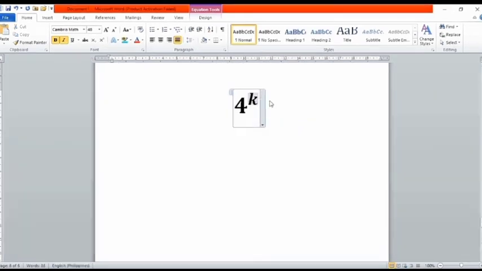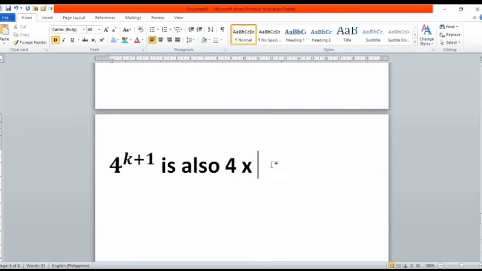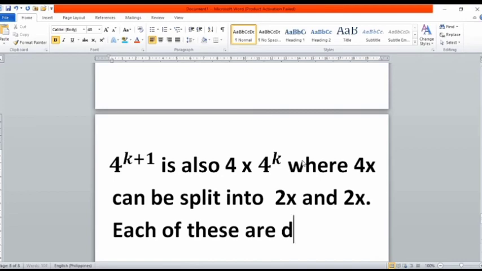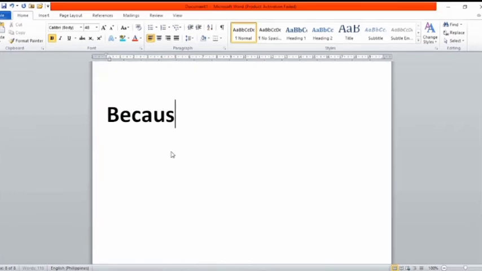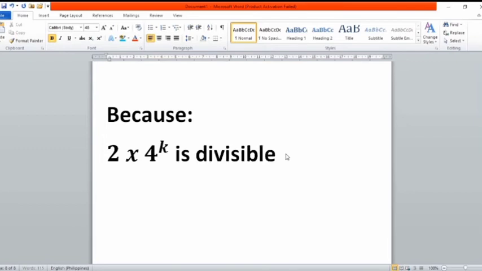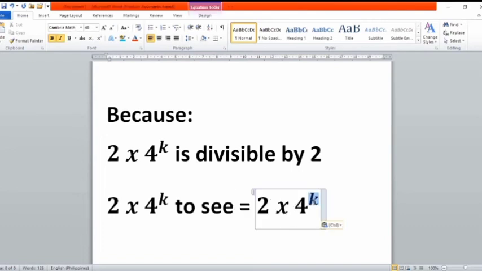Likewise, 4 to the power of k plus 1 is also considered as 4 multiplied by 4 to the k, where 4 can be split into 2 and 2, where each of these are divisible by 2. To further understand this one, let us glimpse at the examples. So 2 multiplied by 4 to the power of k is divisible by 2. To see, let us substitute 1 for k. So 2 multiplied by 4 to the exponent of 1 equals 8. And 8 is obviously divisible by 2.